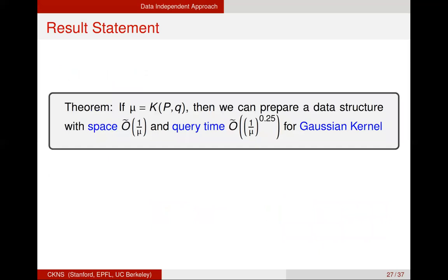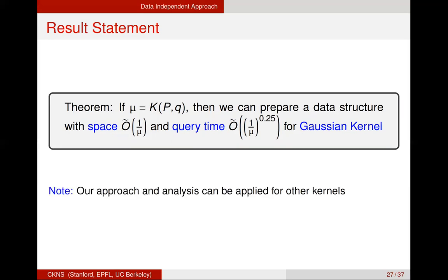So in summary, for the Gaussian kernel, our space is bounded by 1 over mu, and query time is bounded by 1 over mu raised to the power 0.25. The approach and the ideas used in the analysis are general, and they can be applied to other kernels as well.